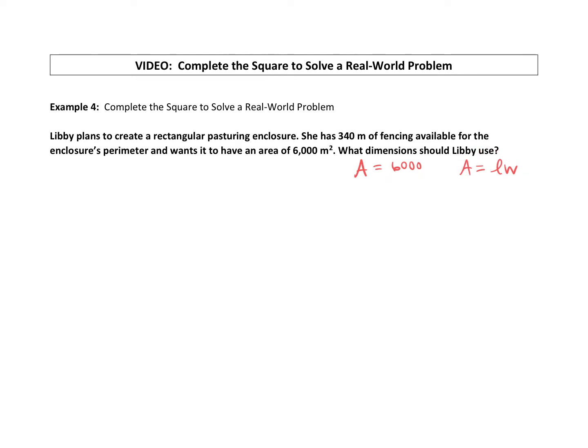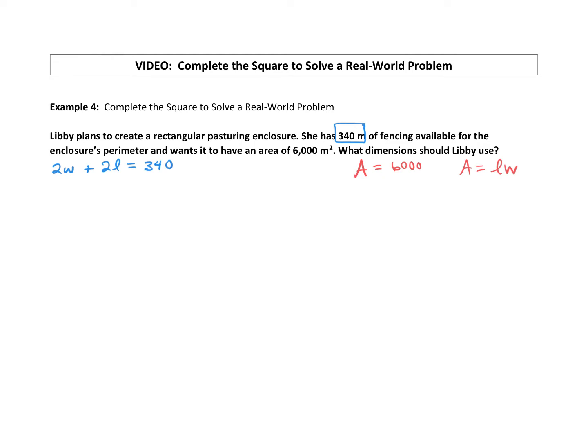So they gave us one other helpful piece of information that will help us define the length and the width, and that's that 340 meters. That's the fencing that she has available for the perimeter of her enclosure. Well, perimeter we find by taking 2 times the width plus 2 times the length, and that will equal our perimeter, which we know to be 340.